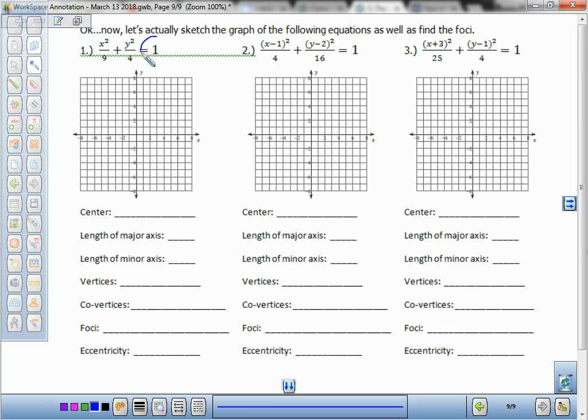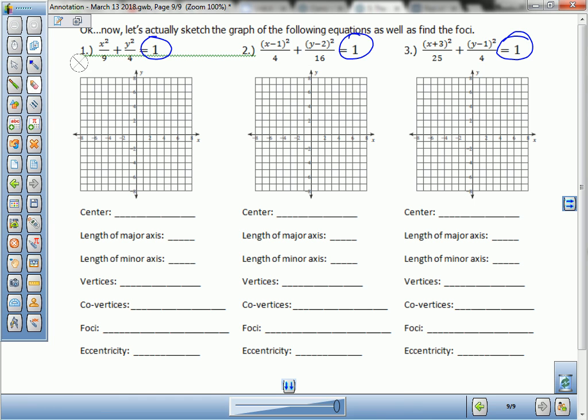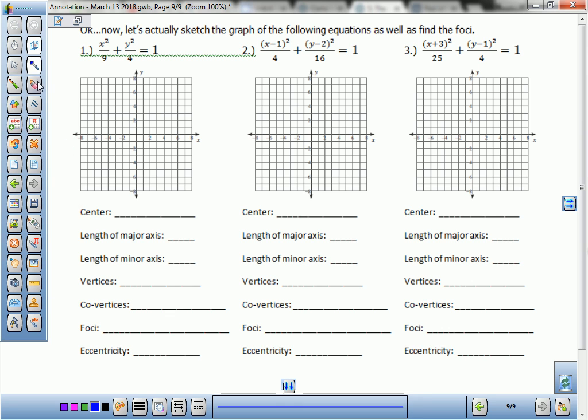And in standard form, it must always equal 1. Okay? So all of these are already in the right form for us. And we just have to start learning how to pick off the right information. Now, the center of an ellipse you find the same way you did the center of a circle.